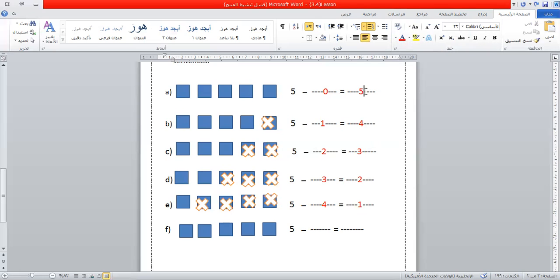Okay, can you see the pattern here on the other side? 5, 4, 3, 2, 1. That means that here will be 0. Okay, here I crossed out 0, 1, 2, 3, 4. So here I'm going to cross out 5 squares. I can cross out all the squares here like this.